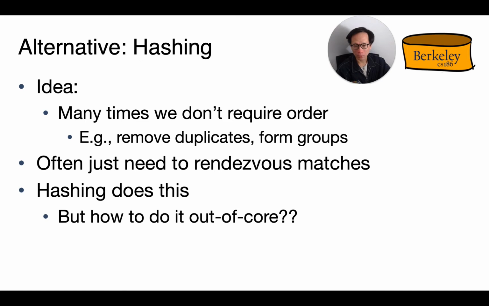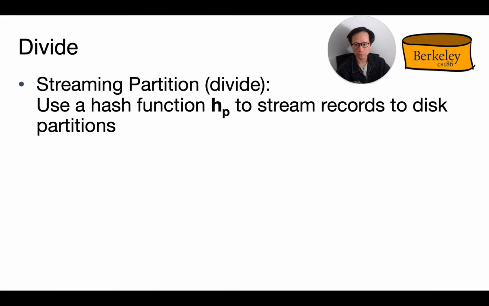The question, however, is how do we do it out of core? In other words, how do we do it for datasets that are larger than memory? Traditionally, hashing is done using hash tables in RAM, as you learned in lower division courses. So we need to come up with a scheme for out-of-core hashing. So let's design a divide and conquer algorithm for doing this.